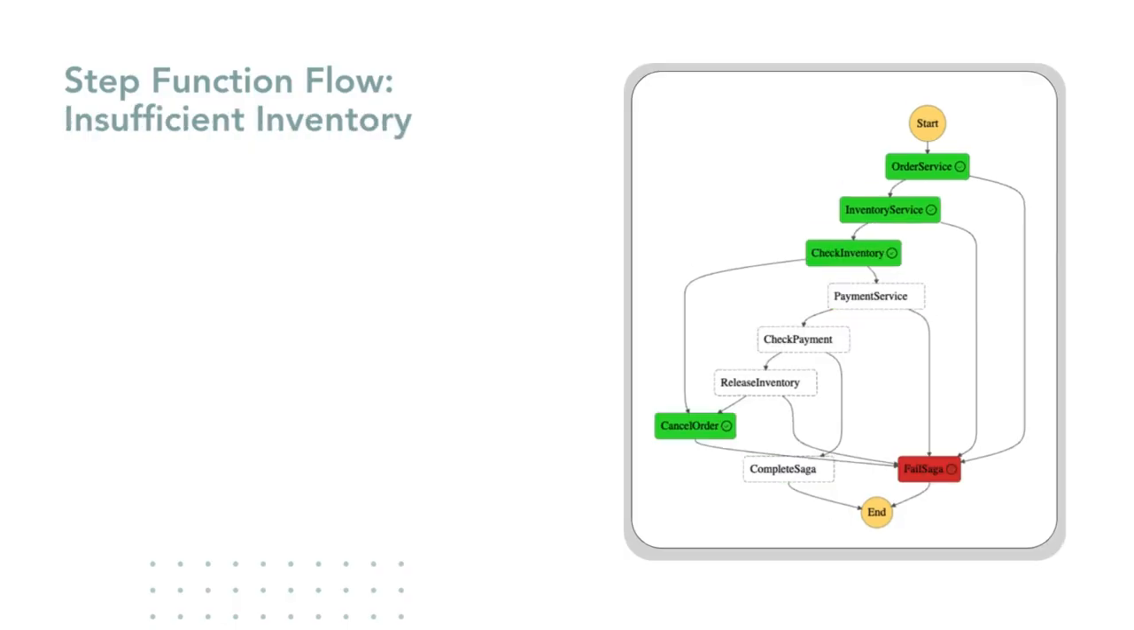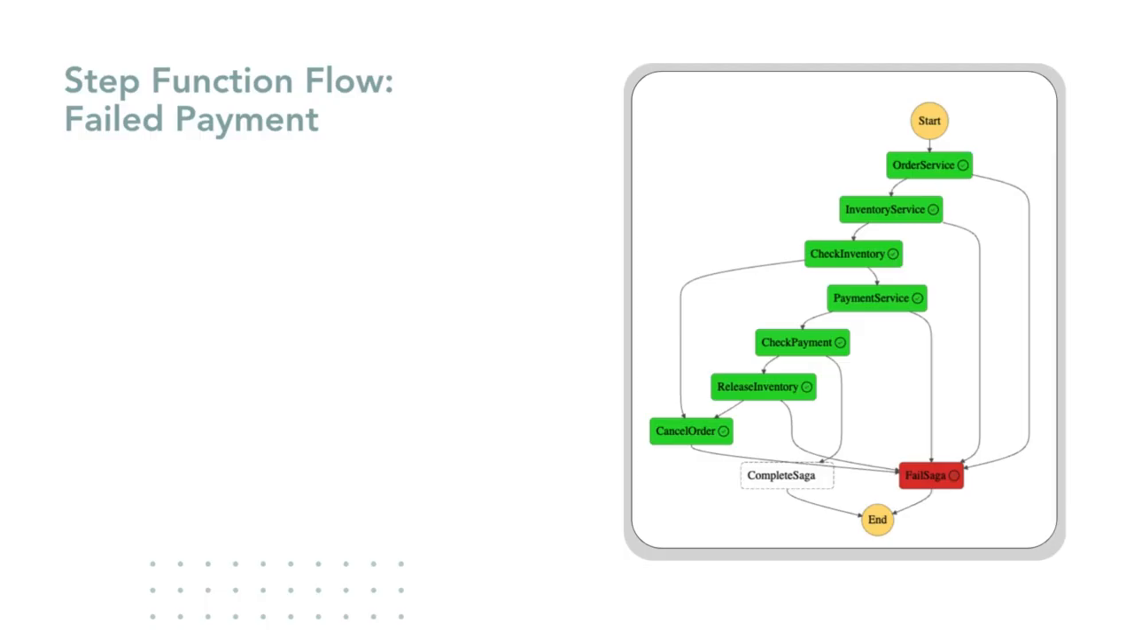And then here's what the insufficient inventory flow looks like, where the check inventory choice invokes cancel order compensation and the Saga fails. And finally, the failed payment flow, where the release inventory is triggered and the cancel order compensation is triggered.